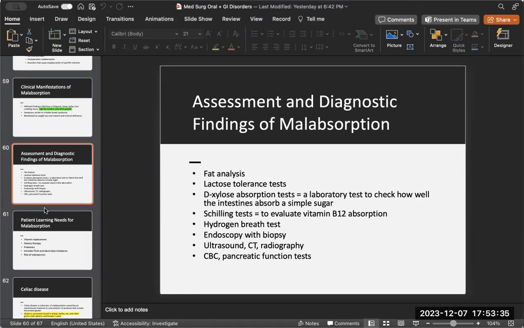Lactose tolerance test, right? Because people who are lactose intolerant can't really digest the dairy products, okay? We could do a D-xylose absorption test, which means that we check how well the intestines absorb simple sugars. We could do Schilling's test to see how well they absorb vitamin B12. And we could do a bunch of other things, okay?